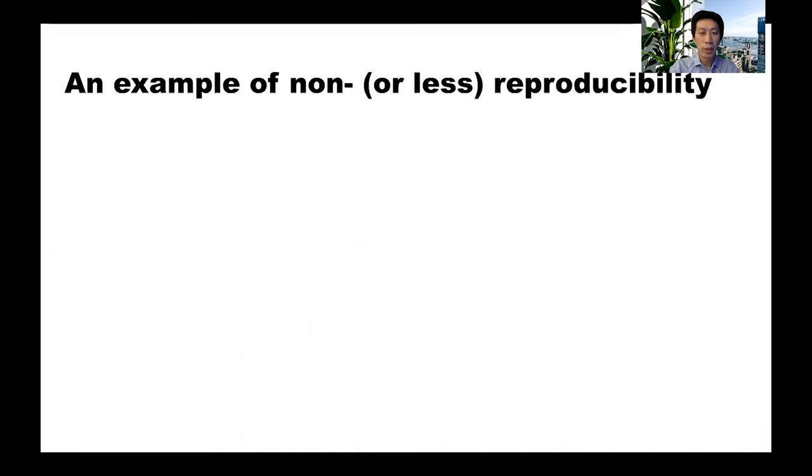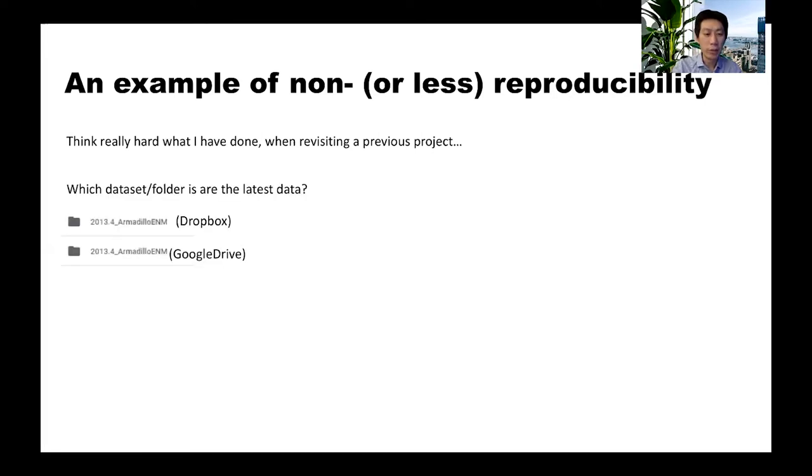So I'm going to start with an example of myself about what is less reproducible research. A few years ago, when I was trying to revisit a previous project, I was really thinking hard about what I had done. For example, I have two folders with the exact same name, one in Dropbox, one in Google Drive. So I ask myself which folder had the latest data. Okay, probably the Google Drive, but I'm not sure.